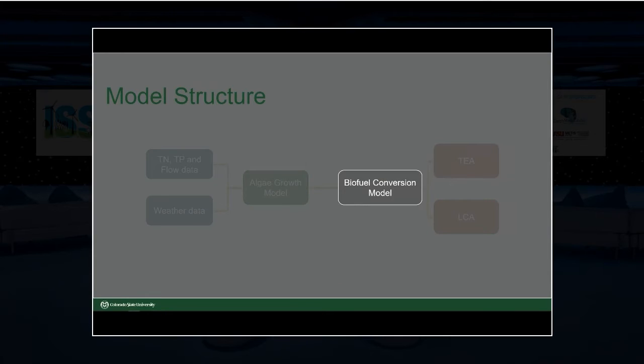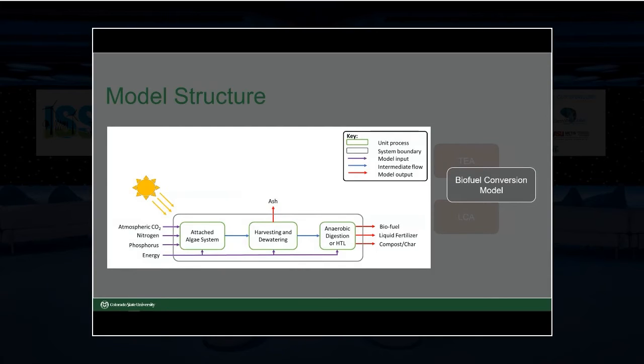After determining how much algae is produced in each state, we then converted that biomass into biofuels. So here is an overall, basic process model of the system boundary placed around the attached algae system and the biofuel conversion process we tested. On the left, atmospheric CO2, nitrogen, phosphorus, and energy all feed the attached algae system. After harvesting and dewatering steps, the algae then goes into 2 different biofuel process models. We tested anaerobic digestion and hydrothermal liquefaction. Anaerobic digestion produces a gaseous biofuel, which we'll call biocompressed natural gas. Hydrothermal liquefaction, on the other hand, produces a liquid biofuel, which we'll call biodiesel.